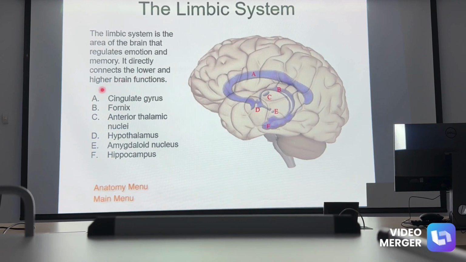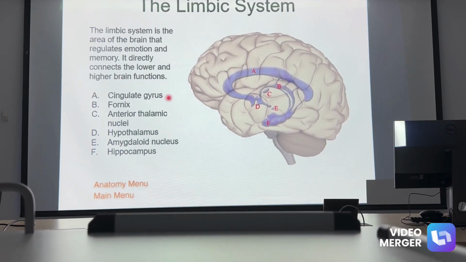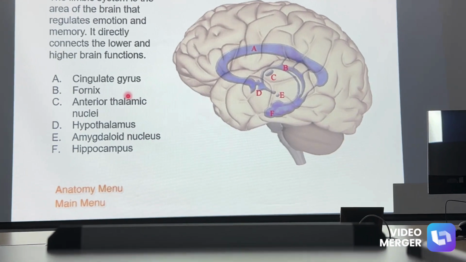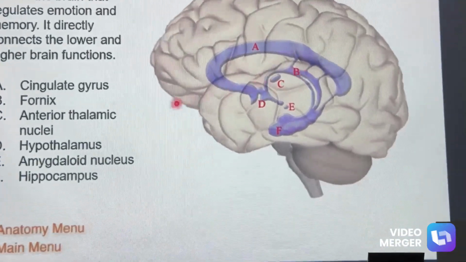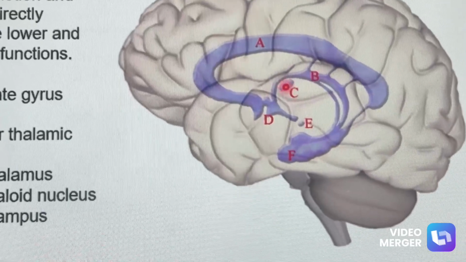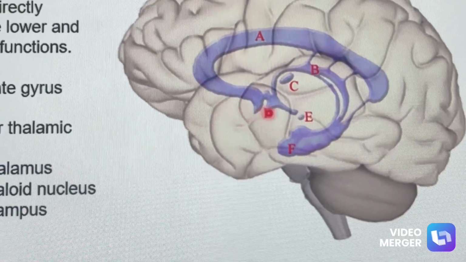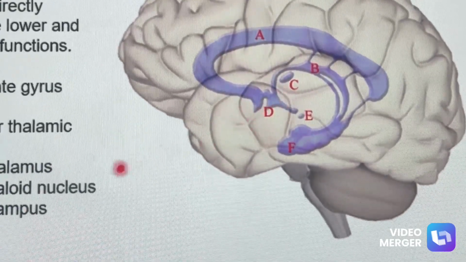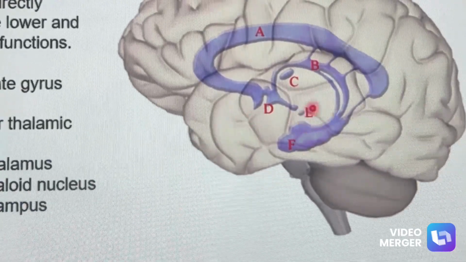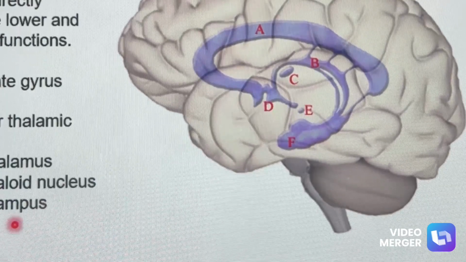It directly connects the lower and higher brain functions. It consists of the cingulate gyrus and the fornix, anterior thalamic nuclei, hypothalamus, amygdaloid nucleus, and the hippocampus.